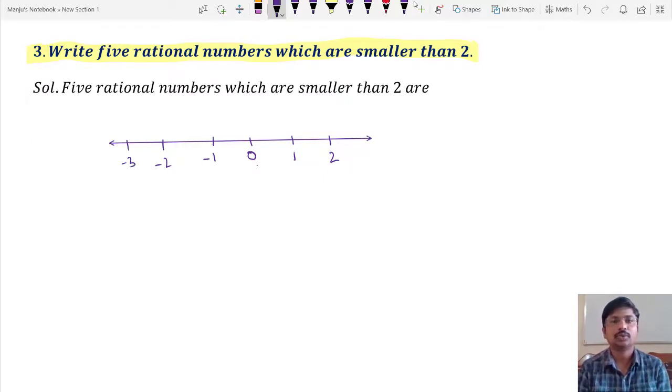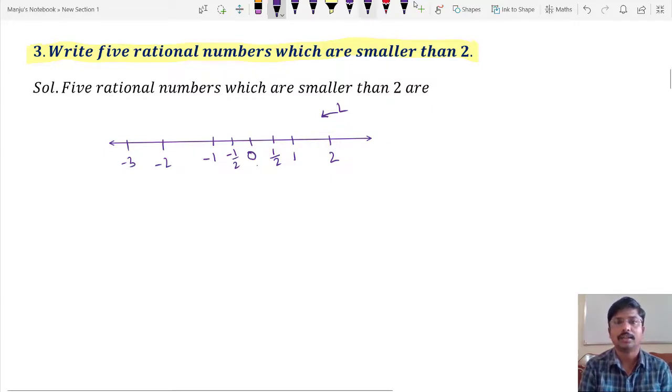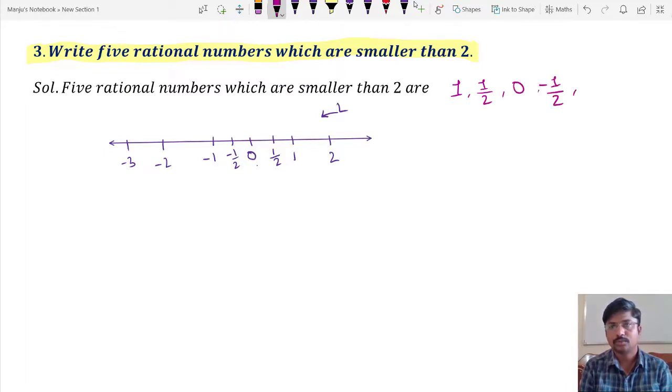They asked us to write 5 rational numbers which are smaller than 2. That means we have to move to the left side of 2. It will be 1, 1 by 2, 0, minus 1 by 2, minus 1, and so on. Therefore, the 5 rational numbers which are smaller than 2 are 1, 1 by 2, 0, minus 1 by 2, minus 1.